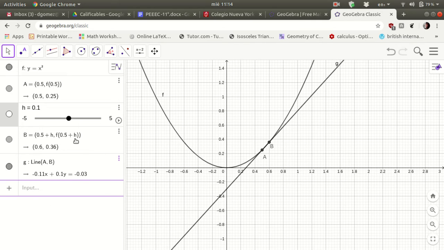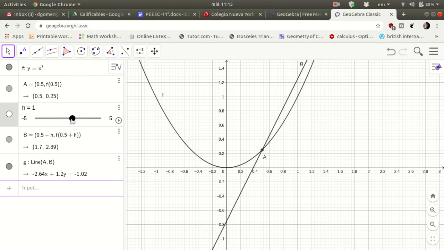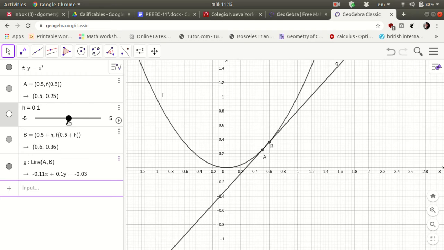Well, we're going to use point B and point A. Notice that point A is 0.5 comma 0.25, and all I'm going to do is take x values that are very close to 0.5, and the way I'm going to do that is by defining B as 0.5 plus h, and h is going to be the difference in the x values between A and B. And our idea is to make h very, very small. Okay, we have a slider here so that we can move it the way I've been showing you, and we're going to make it as close to 0 as possible so that A and B are basically the same point, and so that we have a tangent line.